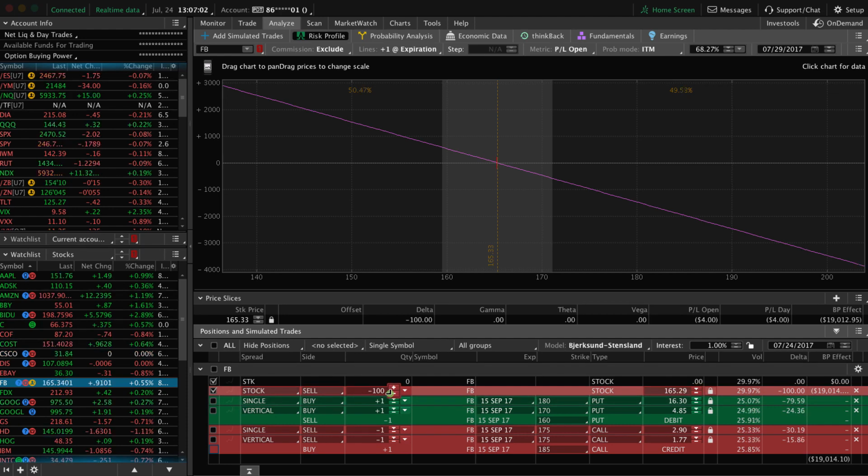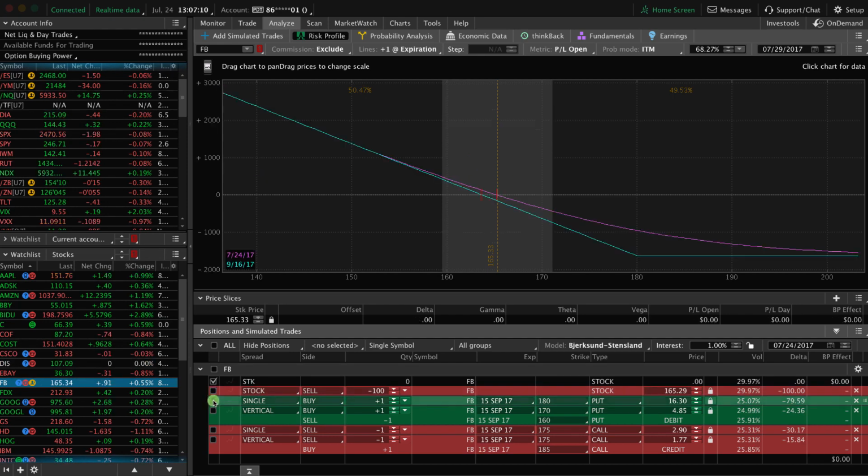Again, if you have a margin account, you'll have to put up a portion of that, but it's still a large amount of capital to put up just to short the stock. The next strategy we talked about was just simply buying a put.